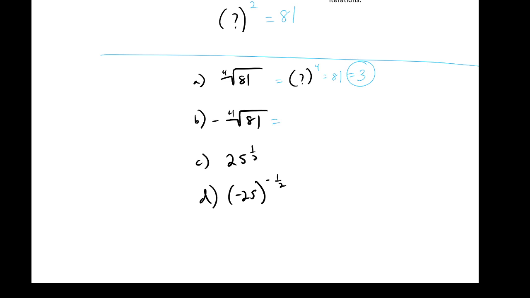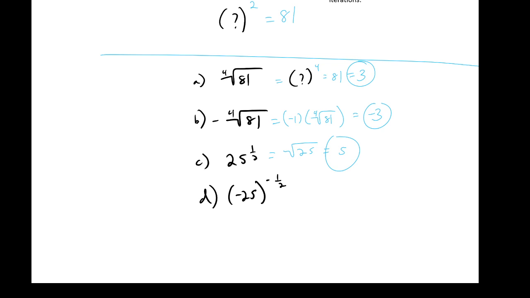Now, here's the way we consider this one. This is the same thing as -1 multiplied times the 4th root of 81. And we already calculated the 4th root of 81, which is 3. So this is going to be -1 times 3, or -3. Straightforward on this one. This is just the square root of 25, which we should know. That's going to be 5.